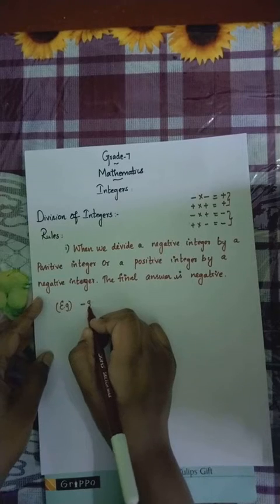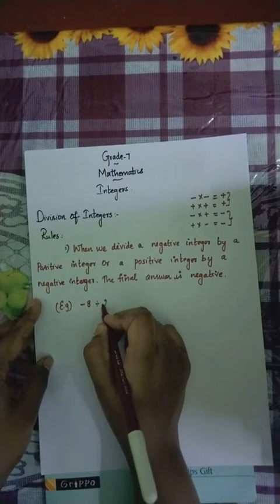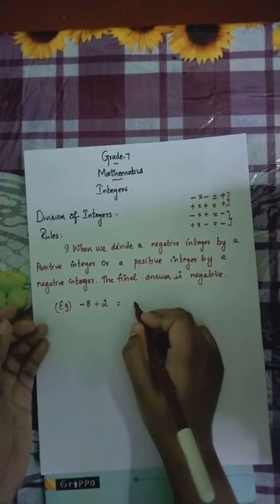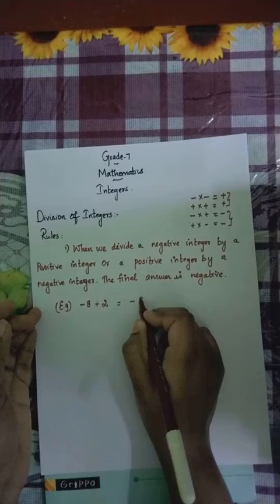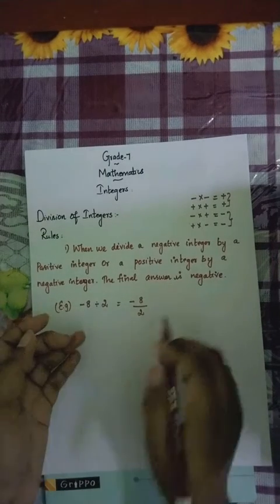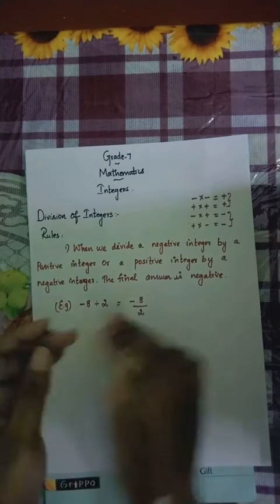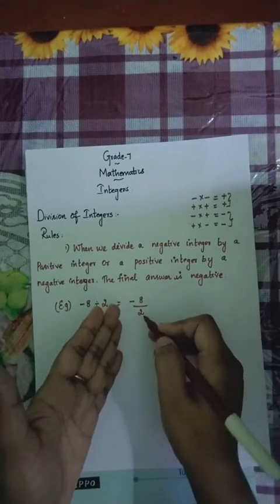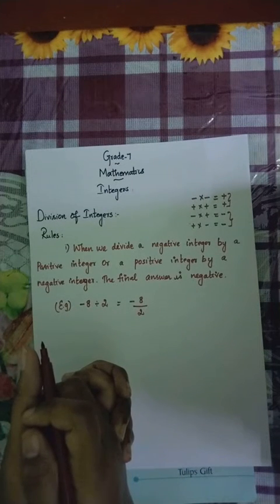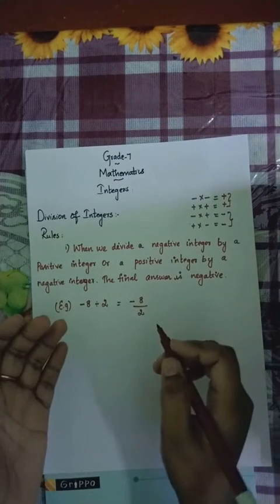Minus 8 divided by 2. We can write it as minus 8 by 2, right? This is the division symbol. First we must divide this 8 by 2. When you are dividing 8 by 2, what is the answer? Directly we can divide, no?